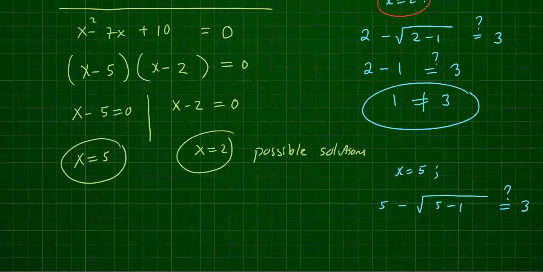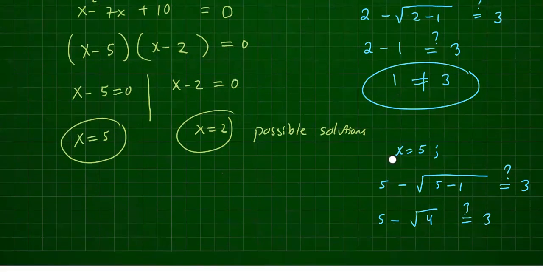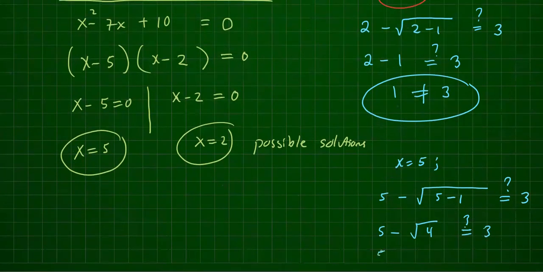Okay, so continuing on, so we have 5 minus a square root of 5 minus 1, that's 4. Is that equal to 3? Well, square root of 4, that's 2. So what we really have is 5 minus 2, and that is 3. So 3 is equal to 3. Check. So here we can claim that we got a solution.